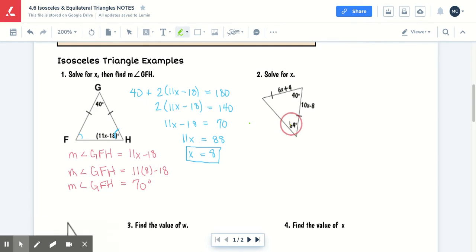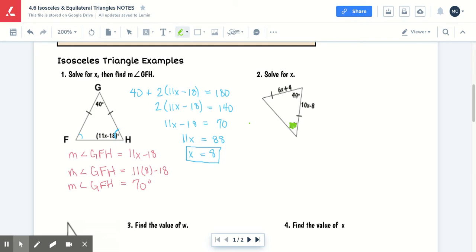Okay, on this one, there's actually a problem. We can't say that that angle there is 64, so I'm just going to eliminate that. They tell me that this angle at the top, the vertex angle, is 40 degrees. These two sides are the sides that are congruent. And we're looking for x, and that's all we need on this one.